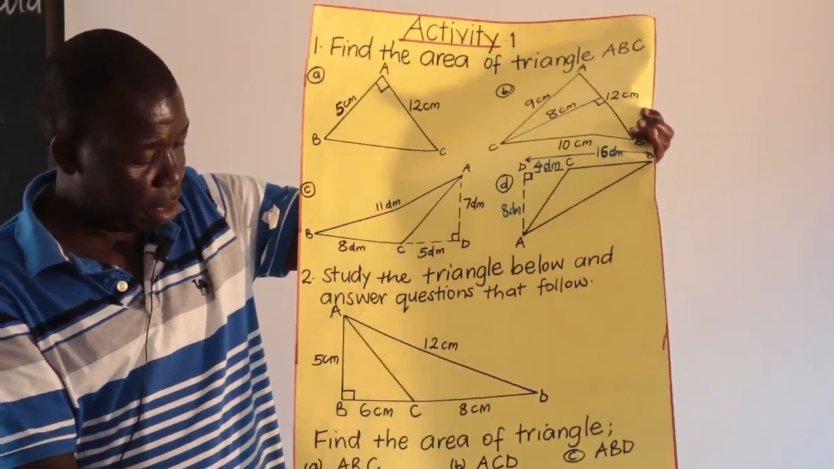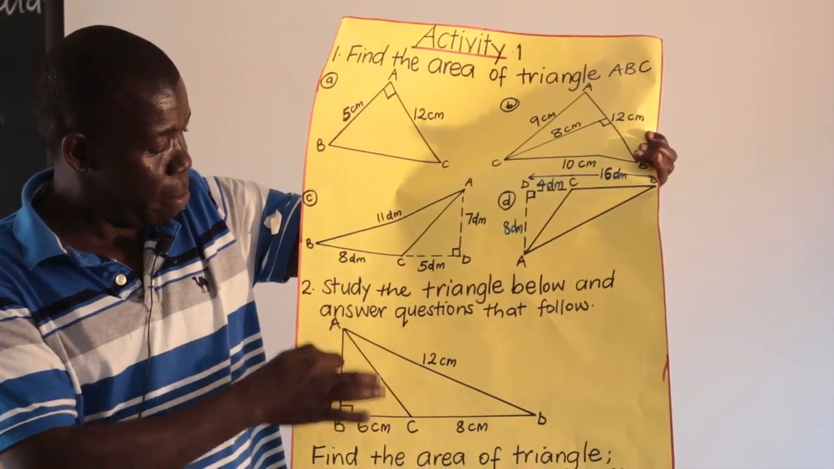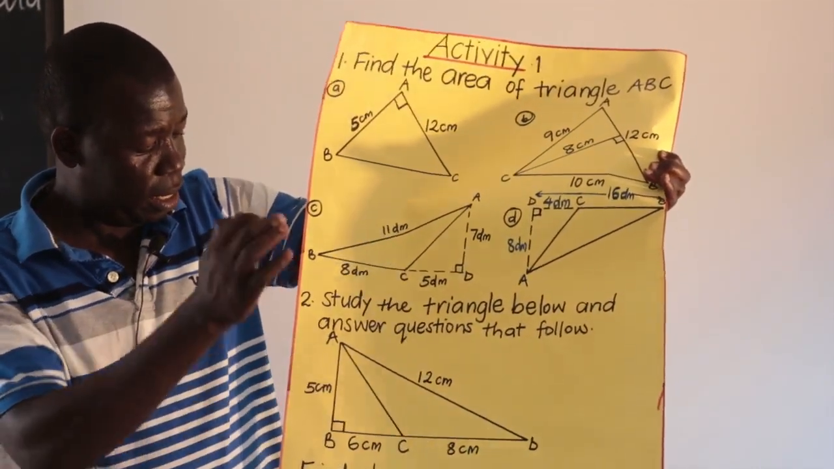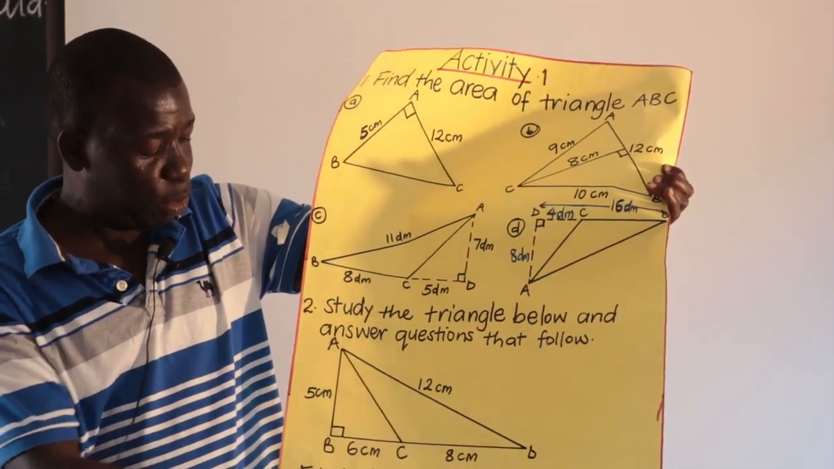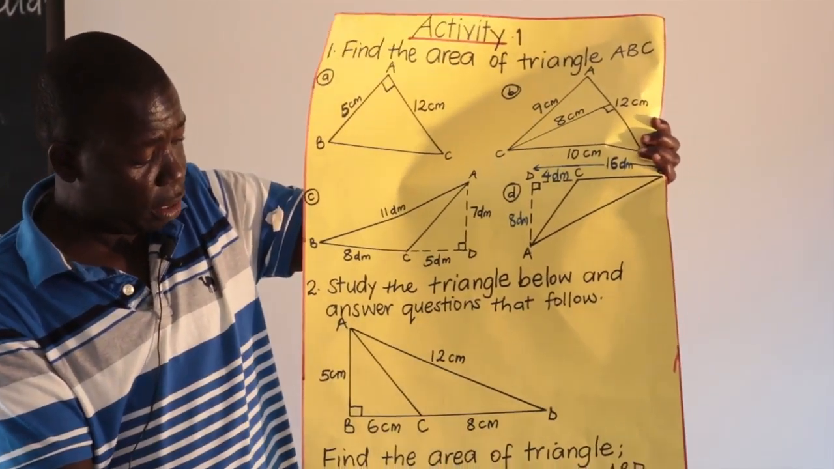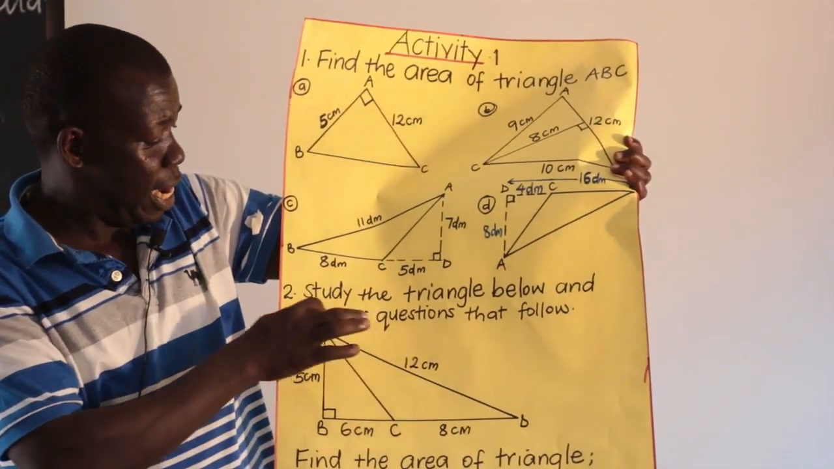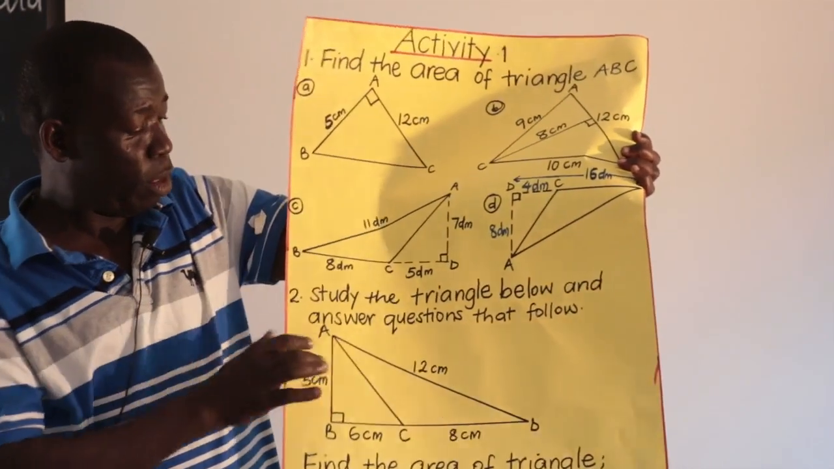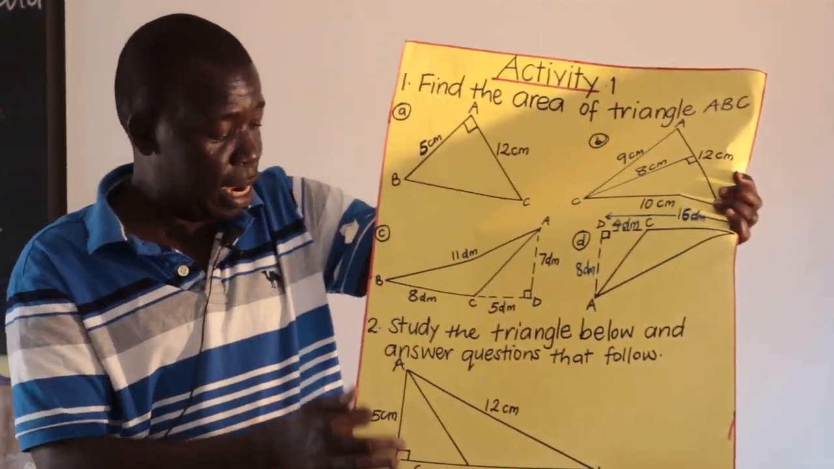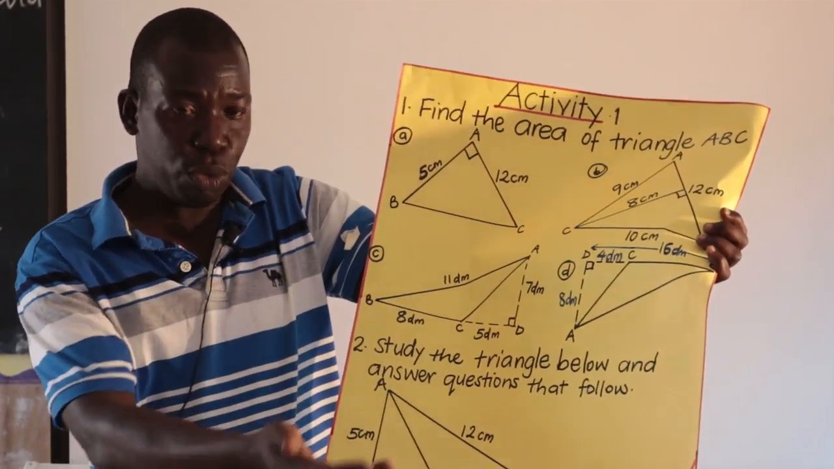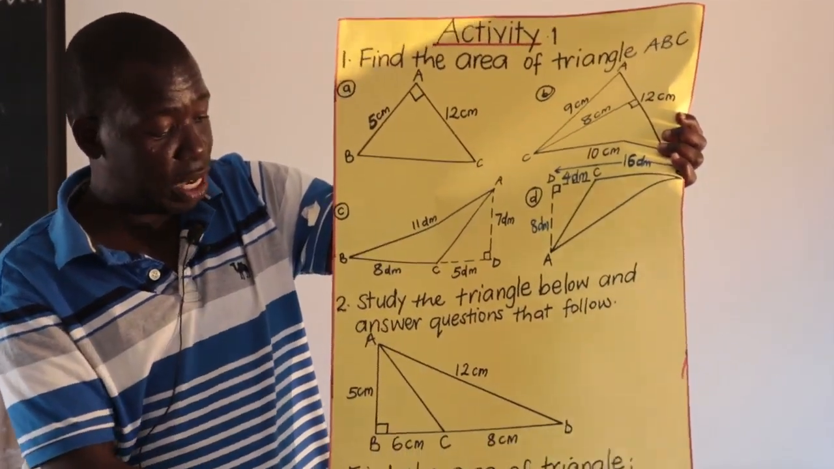Number 2, ABC. This is our triangle ABC. Base is 6. This one is 8. I hope everybody here got the answer as 15. And then the other one is the ACD. Our base is 8 and the height is 5. So when you cancel 2 and 8, you get 4. So you'll have it as 20 square centimeters.